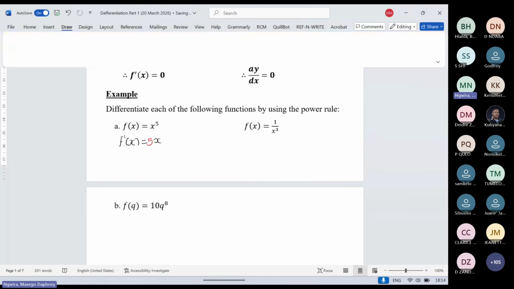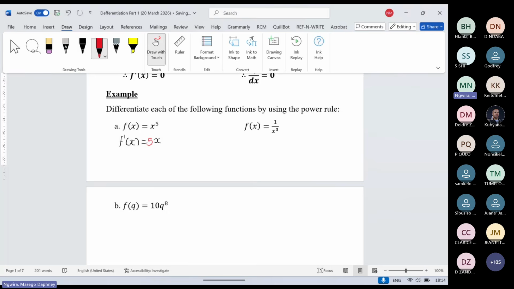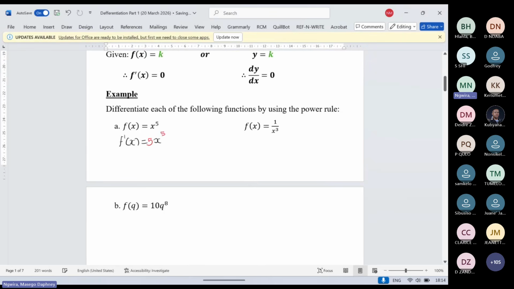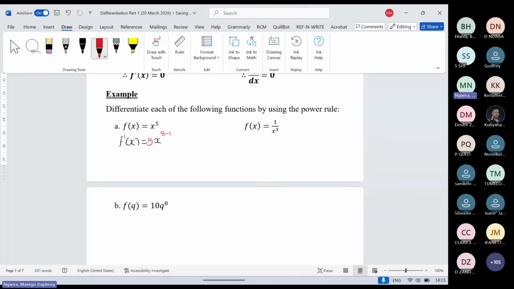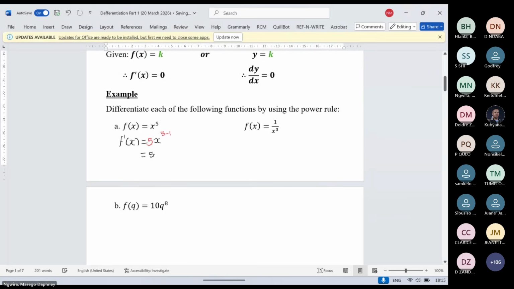So this is the rule. That's how you differentiate using the power rule. So this will be 5 minus 1, and now my answer is going to be 5x to the power of 5 minus 1, which is 4. So this is how we differentiate. And now let's look at this one. I'm going to do this one and show you again.